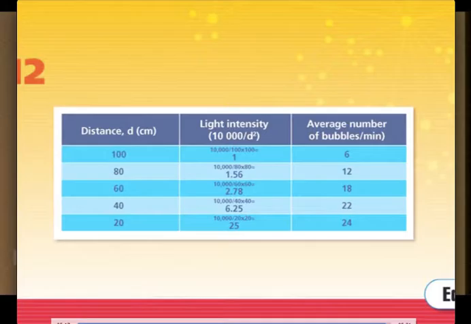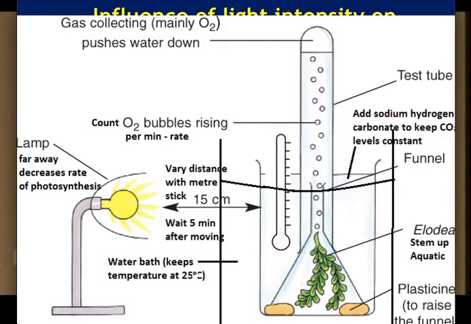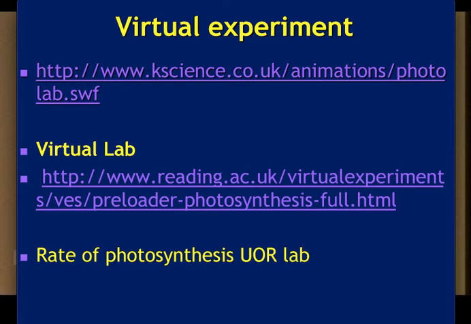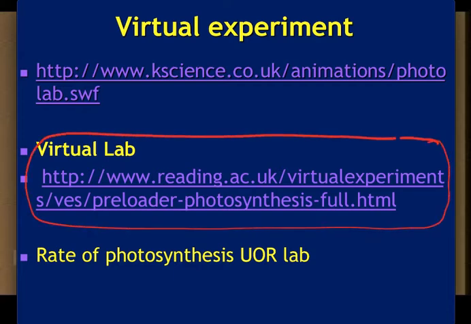So when we draw our graph, and you've already seen this, we will show those results. Now, this virtual lab unfortunately doesn't exist anymore. It was really, really good. I was involved in its development when I was in the UK, but before it went down, I took a recording of it. So there is a link in your assignment, and it just gives you an idea of how fast the bubbles come when the light intensity changes.